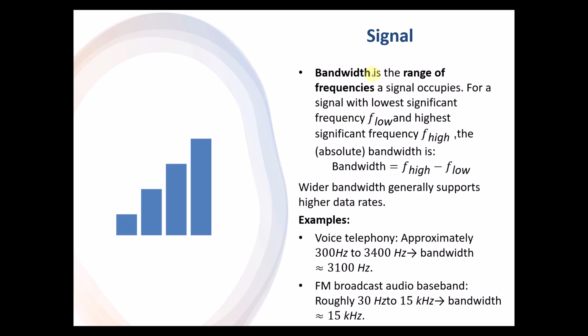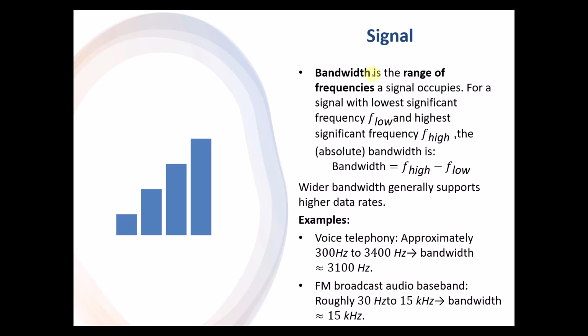So this is a very simple calculation here. The bandwidth is the range of frequencies, the lowest to the highest, that we can use to carry data. So giving a typical example, bandwidth can be calculated as the highest frequency minus the lower frequency. Wider bandwidth generally supports higher data rate, just as I have mentioned. And to have a wider bandwidth, you should have a higher frequency.